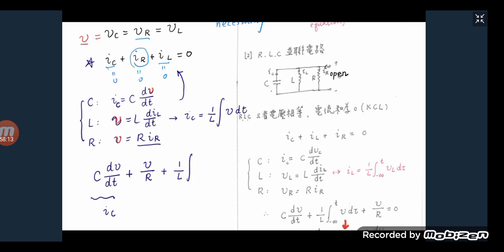It becomes an integral of V. So we create such an equation, right? It's not a differential equation because it includes the differential term and the integral term. So it's not really a differential equation. Okay.